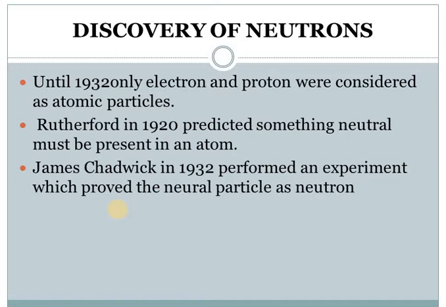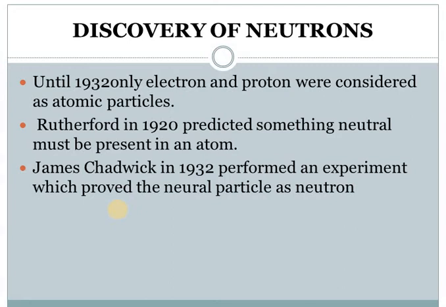Next is the discovery of the neutrons. Until 1932, only electrons and protons were discovered, and only these two particles were considered as the atomic particles. But it was said that something else must be present, and particularly Rutherford in 1920 predicted it. He wasn't able to explain it with the help of experiments. He just predicted that something would be present in the atom, because the mass of an atom is not only that of protons. It is more than that of the protons.